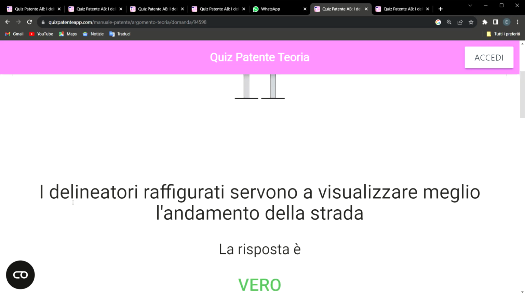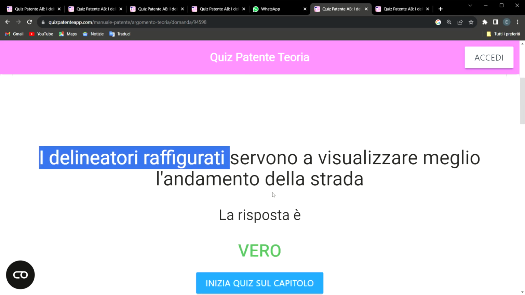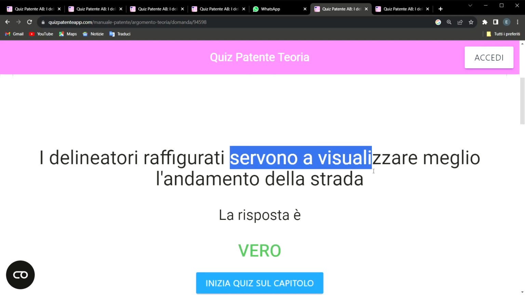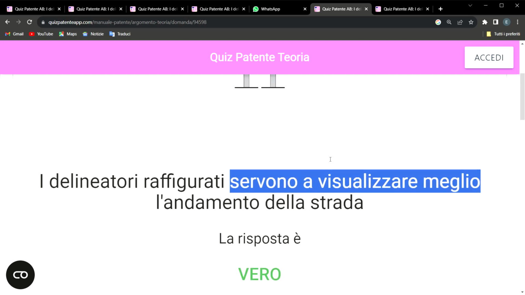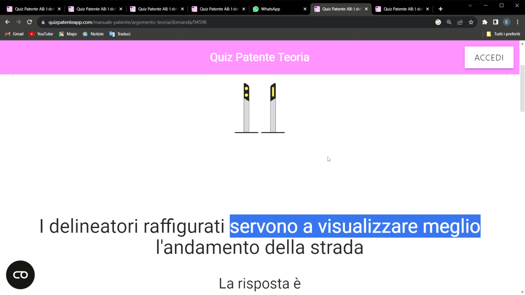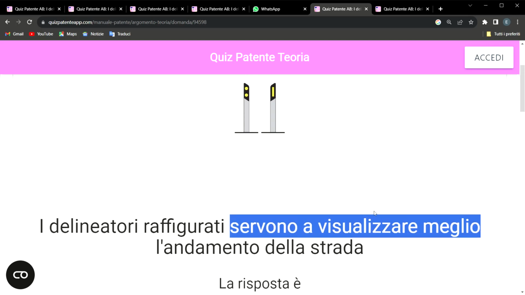It says i delineatori raffigurati, this reflection equipment that is referred here, servono a visualizzare meglio. It helps you to view well the movement of vehicles on the road. So it helps you as a driver to see very well on your movement on any road that has this very sign. It enhances the view of the driver. It facilitates the movement of the driver on the road.